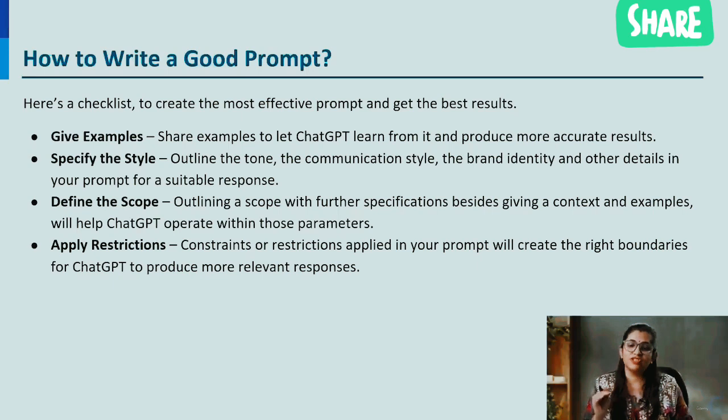Next is applying restrictions. Restrictions are, supposing, the length that you want, the output length, the token length that you want. There is a restriction, and what is it that you want? When you apply those restrictions, those constraints create the right boundaries for ChatGPT to produce relevant responses.